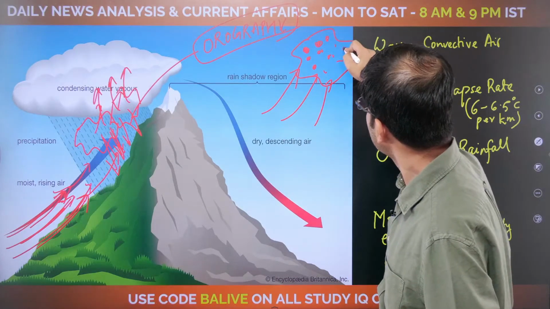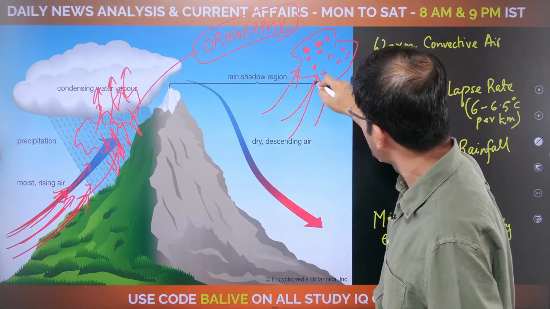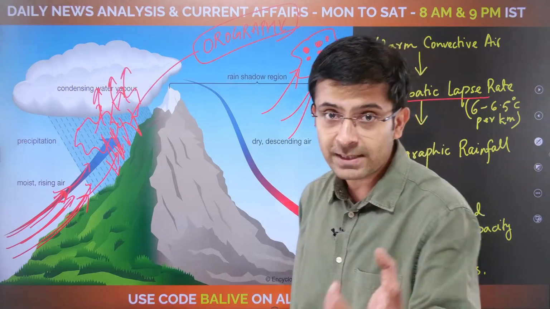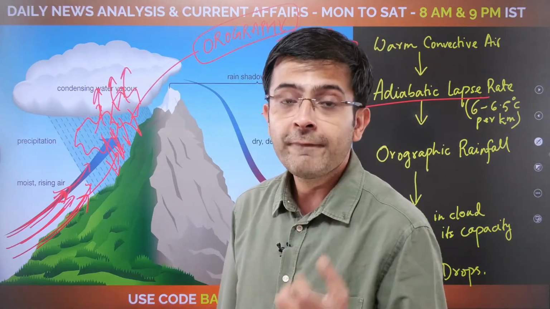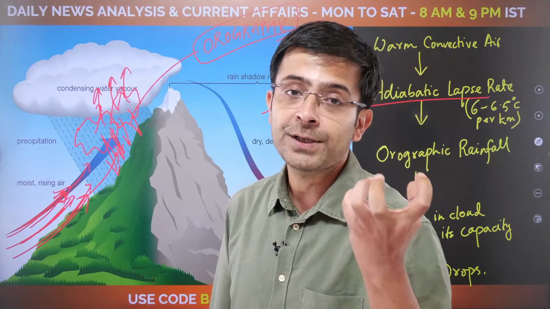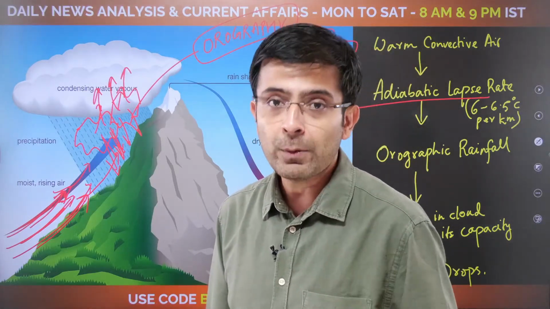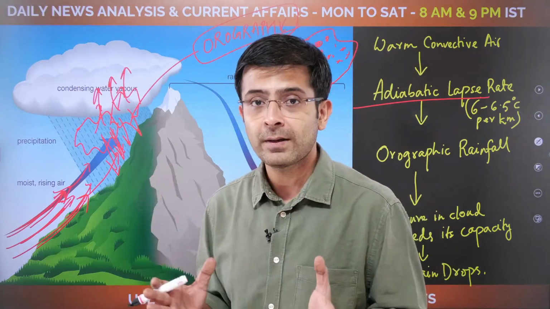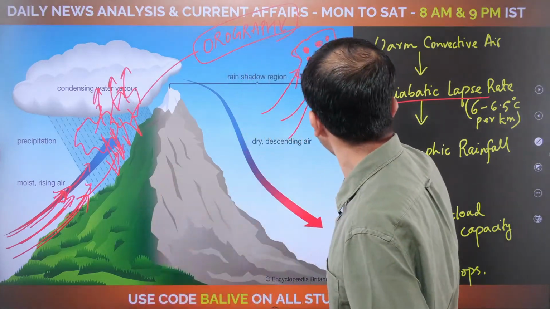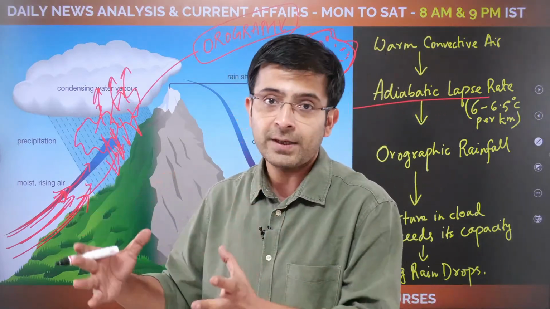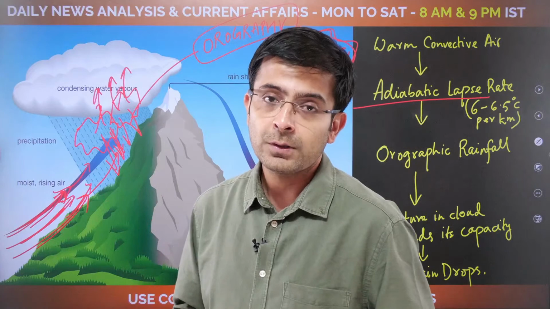They are getting bigger. At the same time, because they are going up, you also realize that adiabatic lapse rate is taking place, which means it's getting colder, which means its ability to hold moisture is getting lower and lower. Eventually, what happens? There comes a moment when the moisture in this cloud exceeds its carrying capacity. So what happens?